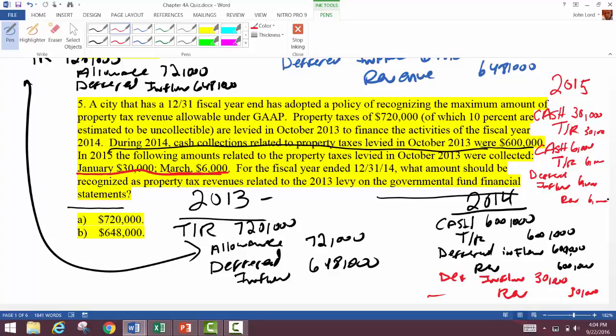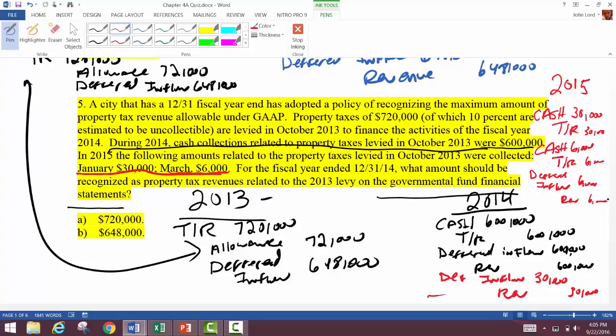Okay? And I'll just keep going like that. If I continue to collect the remainder of that 648,000 in 2015, that's revenue of 2015. If in some weird situation there's a delay and it starts to go to March 2016, then that's 2016 money, isn't it?